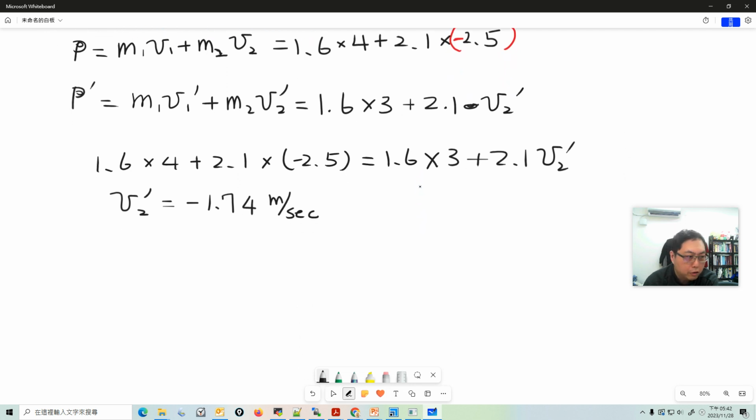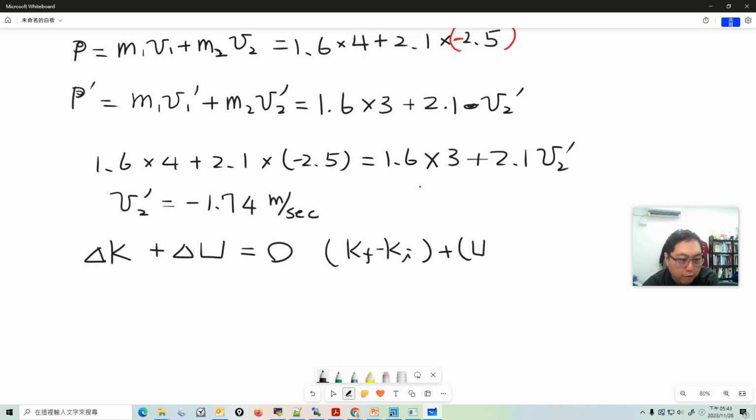What's the mechanical energy conservation? Delta K plus delta U is equal to 0. Right now, we don't consider friction, there's no work done by external forces. So we'll have Kf minus Ki plus Uf minus Ui equal to 0.